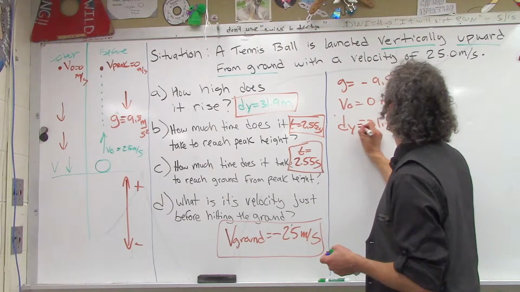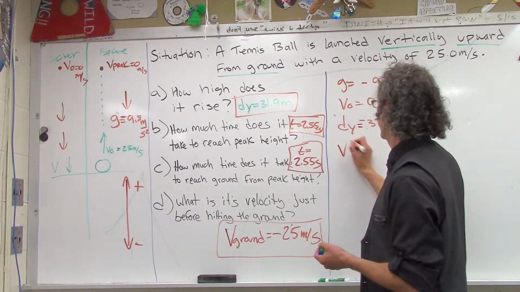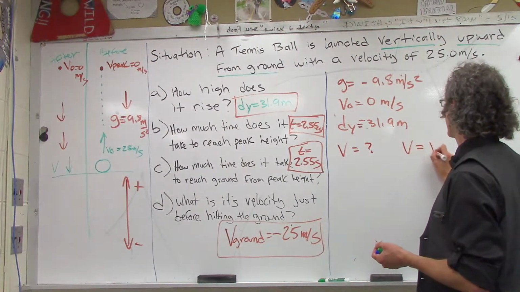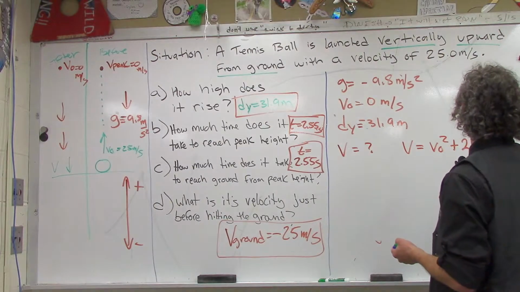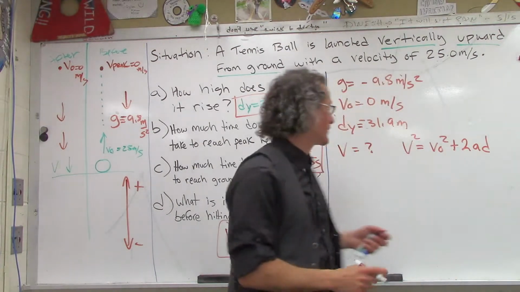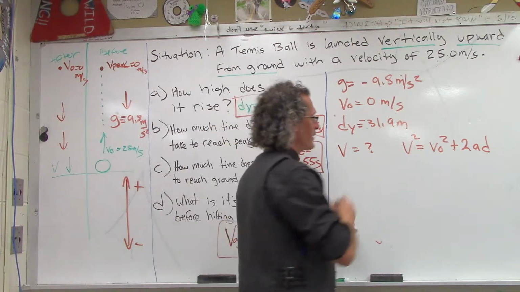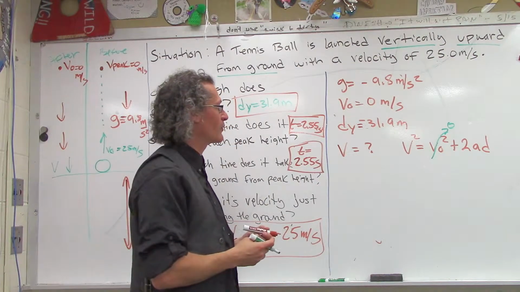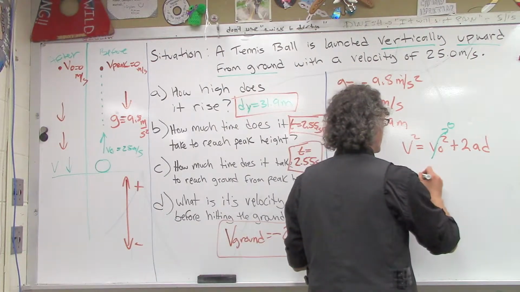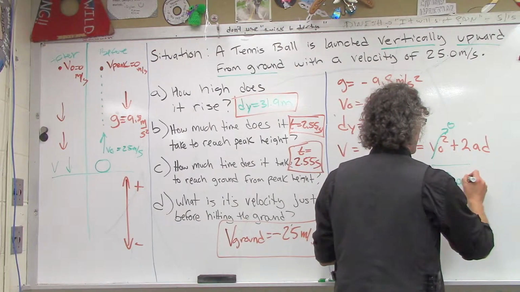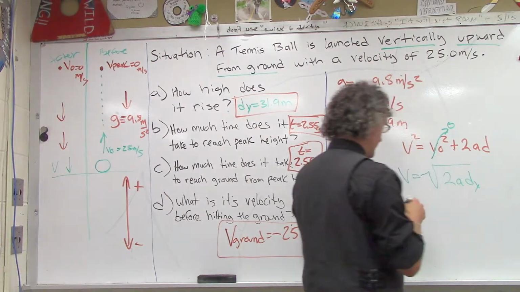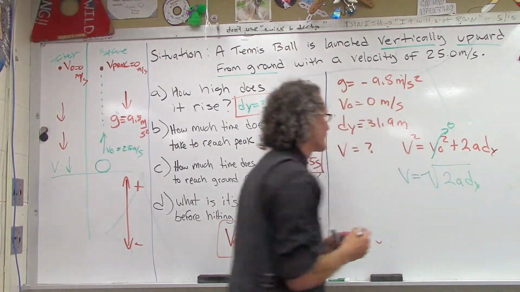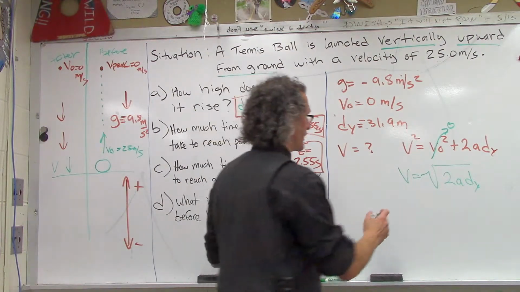All right, so let's find the equation that gives us V, and guess what? It's this guy: V squared equals V naught squared plus 2ad. To simplify, V naught is 0. What I have here is that V equals the square root of 2ad, and it's really dy because it's the vertical direction. So what do I have?